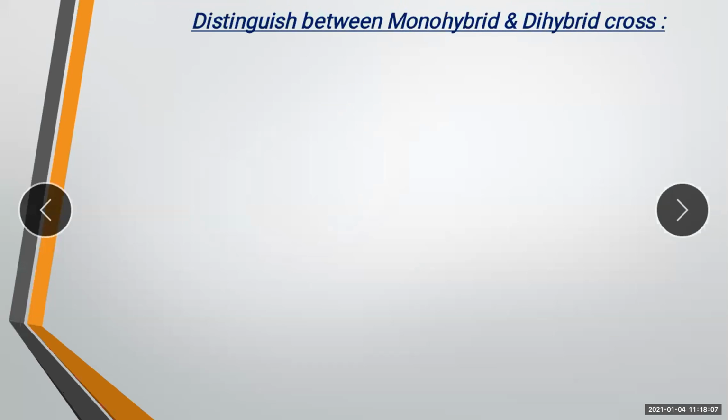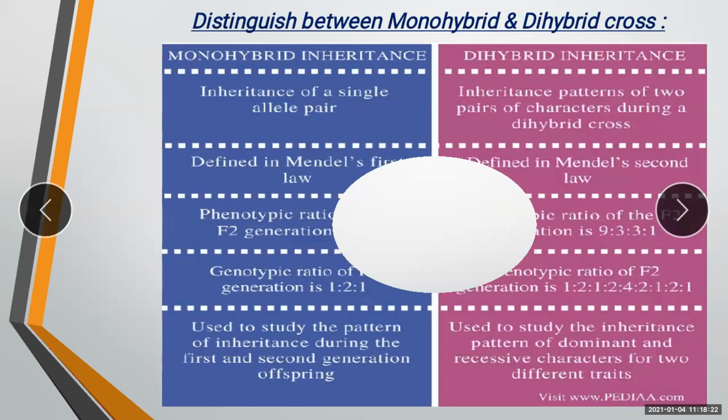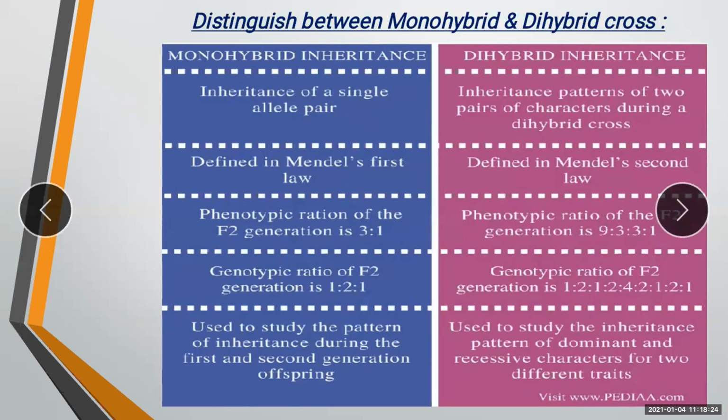So again, now in exams, this is an important question. Distinguish between monohybrid and dihybrid cross. Now, after so much explanation, I think it should be easy for you to write the differentiation. So you can see monohybrid cross, inheritance of a single allele pair. Allele pair means inheritance of a single contrasting character. And in dihybrid cross, inheritance of two pairs of contrasting characters.